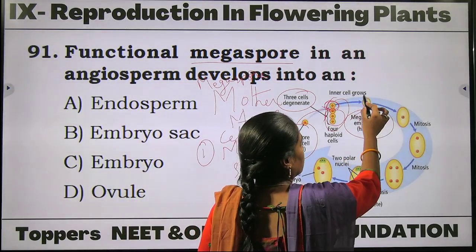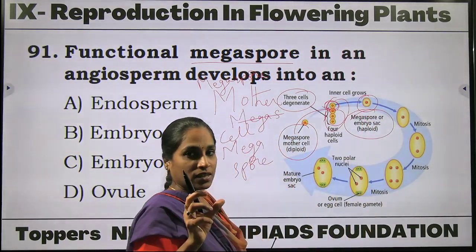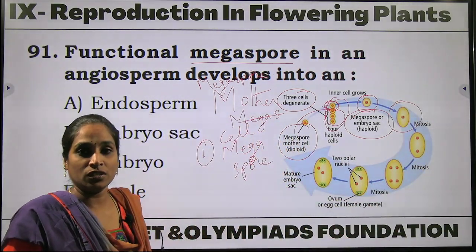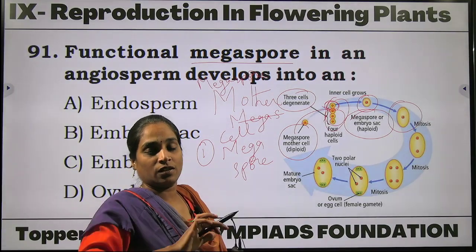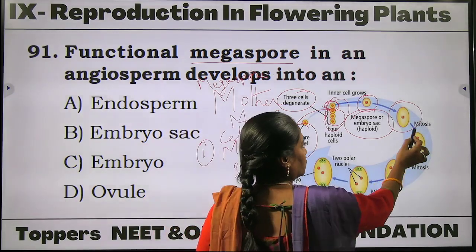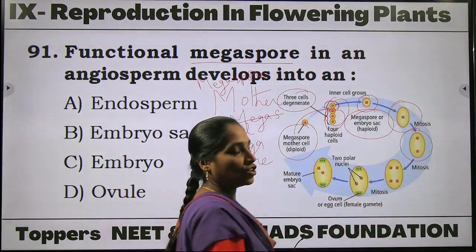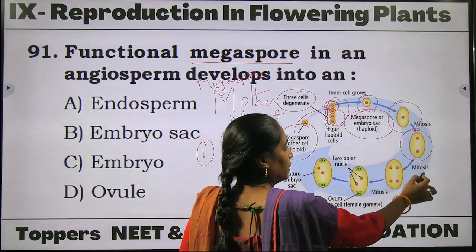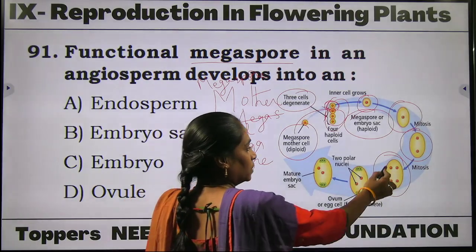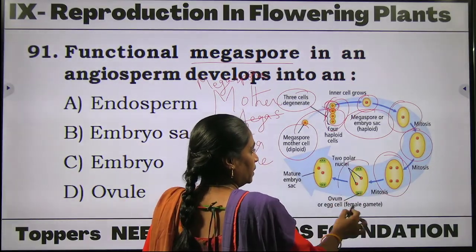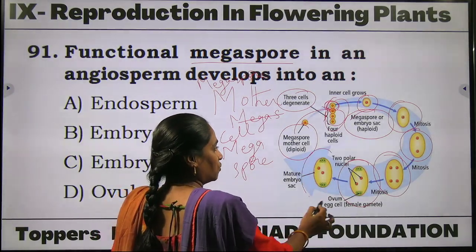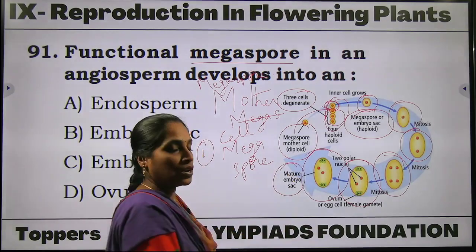Here the cell will be smaller in size, and next we can observe the cell size increases by the mitotic cell divisions. In the nucleus we can observe the prophase, metaphase, anaphase and telophase, and by the first mitotic cell division we can observe 2 nuclei. By the second mitotic cell division we can observe 4 nuclei, and after the third mitotic cell division we can observe totally 8 nuclei with 7 cells. So this is the complete resultant, a mature embryo sac.